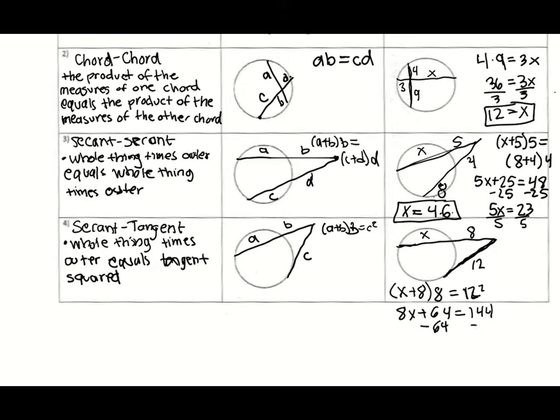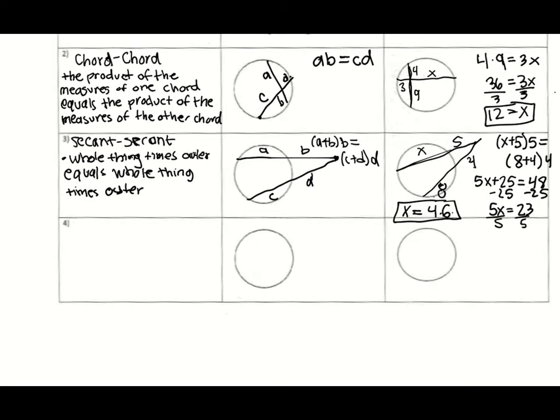Subtract 64 from both sides. Get 8x equals 80, and we divide by 8 on both sides. We get x equals 10. Okay, we have one more on the next page.